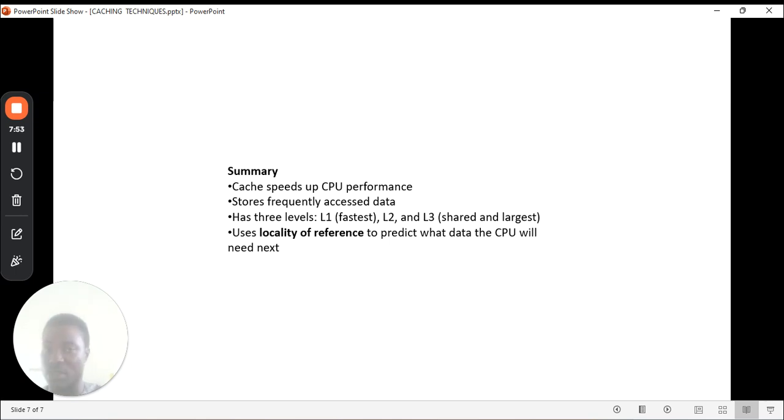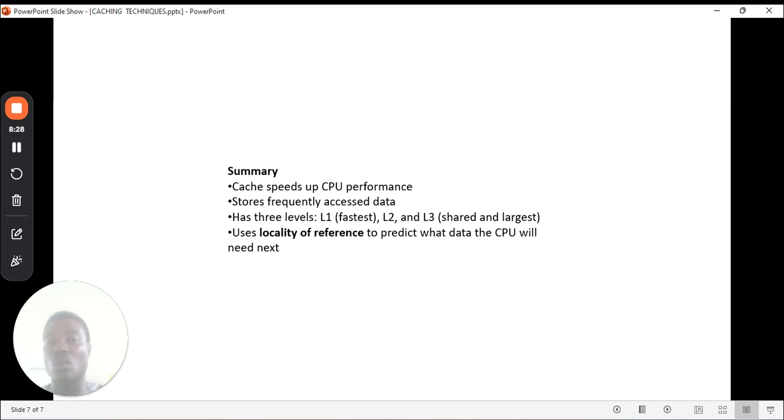It has three levels. We have the first level, which is very fast. The second and third levels share among cores. Even though the first level is very fast, the second and third levels share their data in common, and they are very large compared to the first level. But you could see that the first level is very fast but its size is not big. It's too small compared to the second and third.